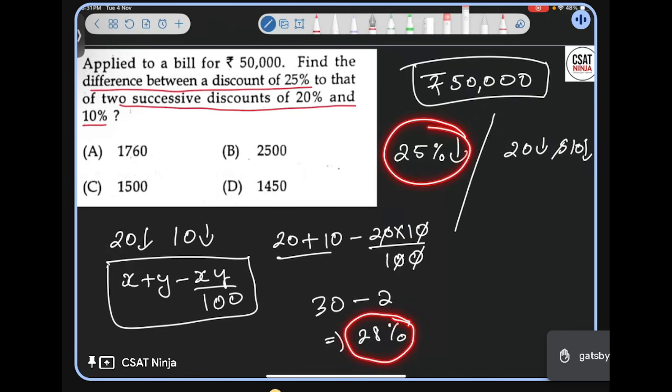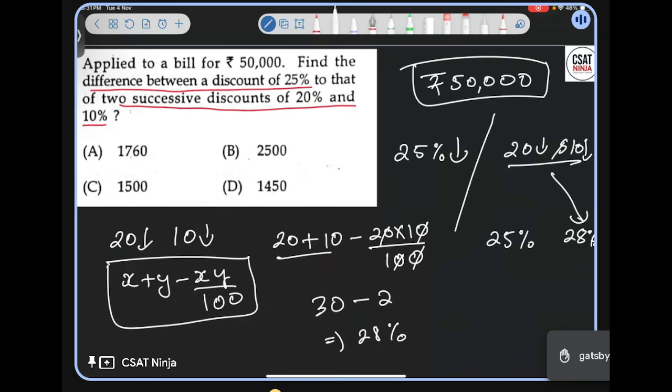We are comparing this one with 25%. So we have one discount which is 25%, and we have another discount which is 28%. Why? Because the combination of these two gives us 28%. What is asked? What's the difference between these two discounts? Can I say that there is a 3% difference between these two? 28 minus 25, we can say it's 3 directly. So the difference between these two discounts is 3%. 3% of what? 3% of this one.